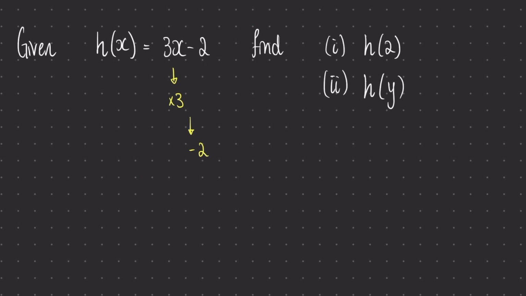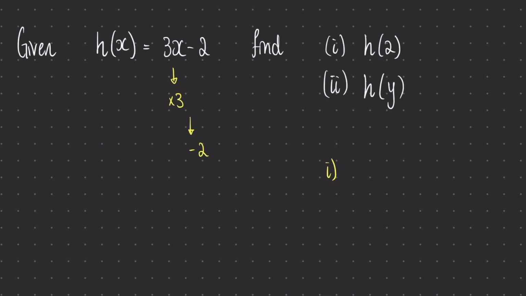Remember, it doesn't matter what the input is. The function itself doesn't depend on the input. The function is just the process that happens to it. So looking at this first question, this is asking us, what would the answer look like if my input was 2? So I take my function, I replace my input x with input 2. So on the right-hand side, wherever I had an x, I'm now going to replace with 2.